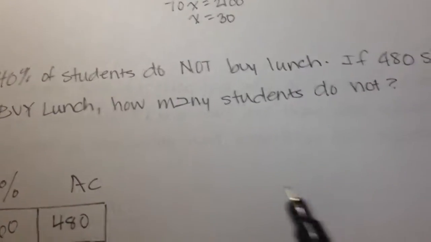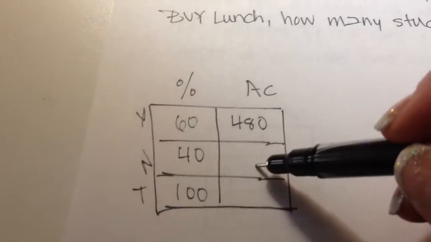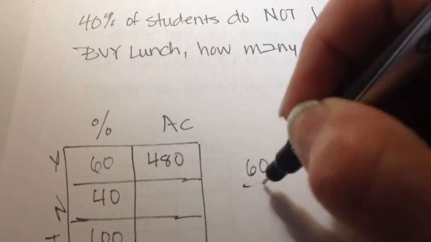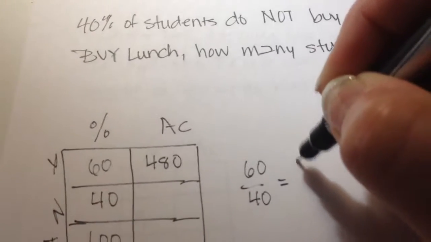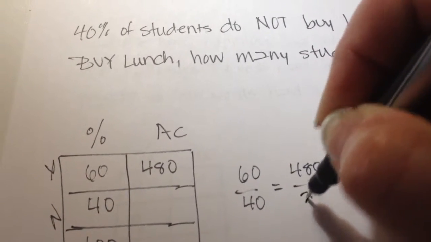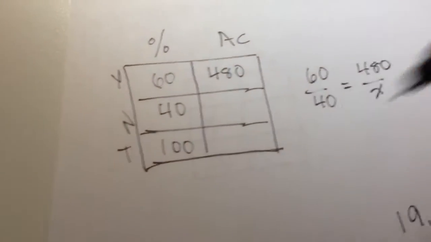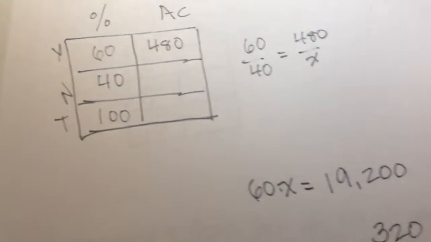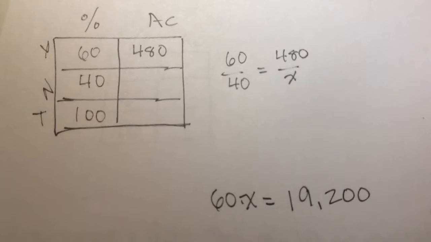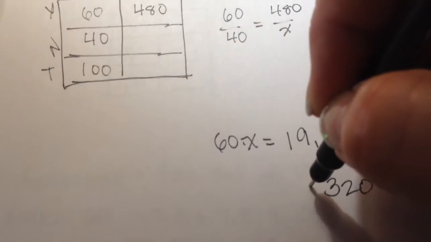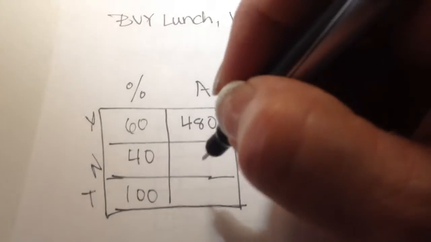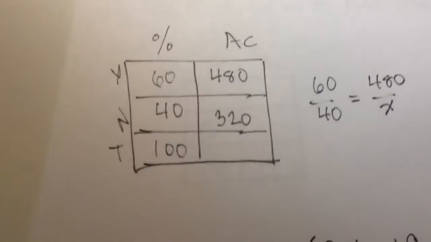And what do I want to know? I want to know how many students do not buy. So I'm going to use these boxes. So I'm going to have 60 is to 40 as 480 is to x. Now I did this on my little calculator, so I'm just going to tell you that 60x equals 19,200. Now I have to divide that by 60, and again I use my calculator to make this go faster. So 320 did not. 320 students did not. That's a big school.